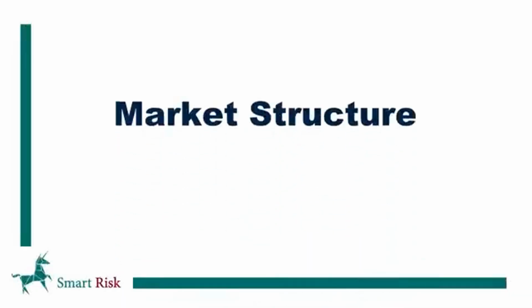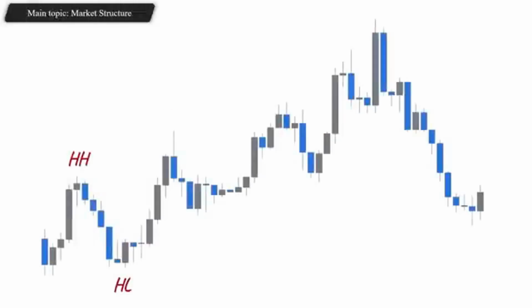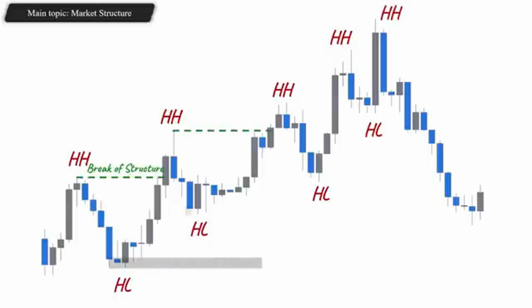Smart money market structure. The market structure holds essential information, including key levels, market direction, swing highs and lows, and potential trading opportunities. Let me show you some basic concepts about the smart money market structure. As you know, in an ideal uptrend, the market continuously makes higher highs and higher lows. Every time the market breaks a structure to the upside, a demand level is automatically created.